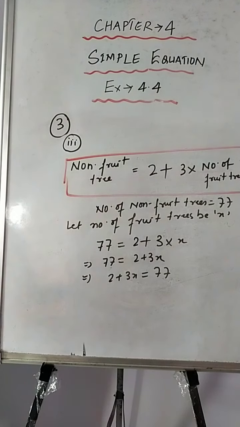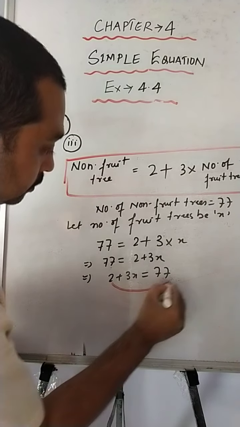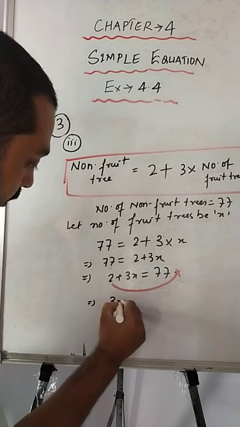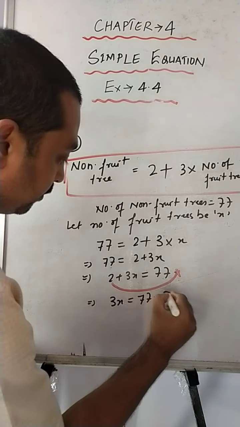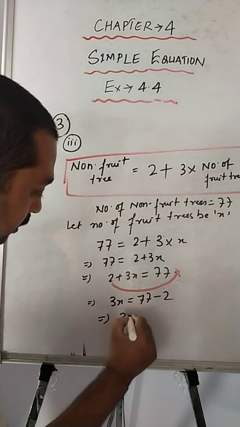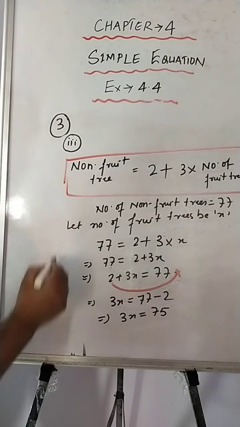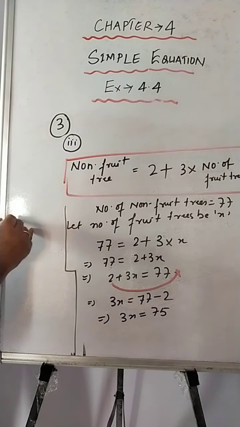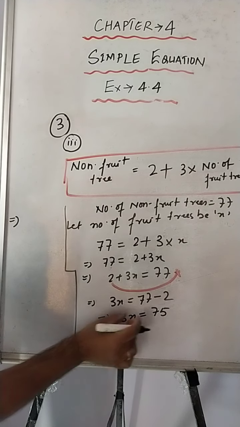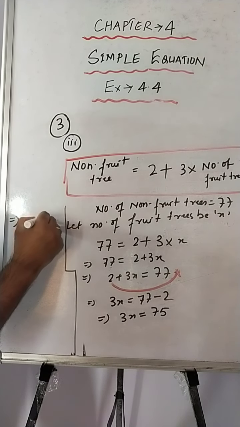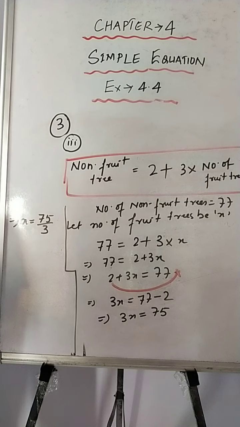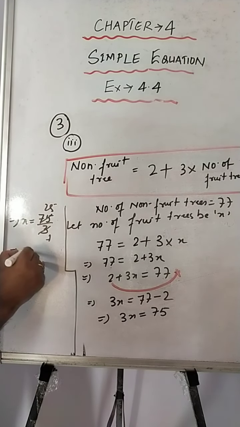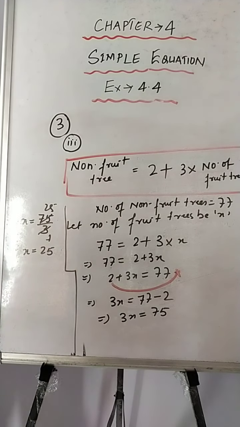Now what is the first number we'll take? 2 towards the right hand side, isn't it? So 3x is equal to 77 minus 2. So it will be 3x equals 75. Now we have to find out the value of x, and how to do that? We have to transpose this 3 towards the right hand side. That is x is equal to 75 by 3. And if you reduce this, 3 ones are 3, 3 25s are 75. So we'll get the value of x as 25.